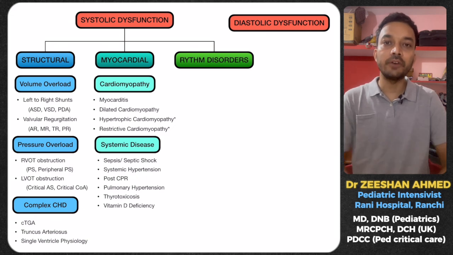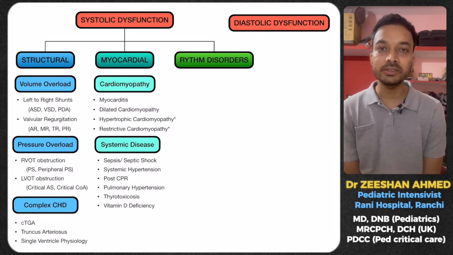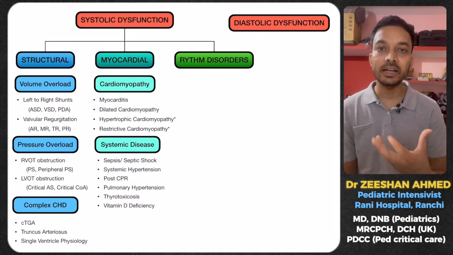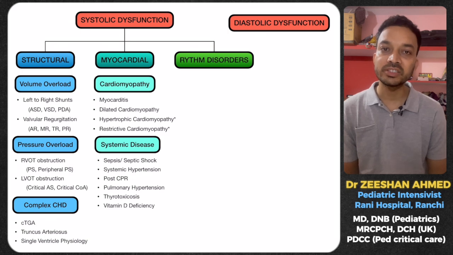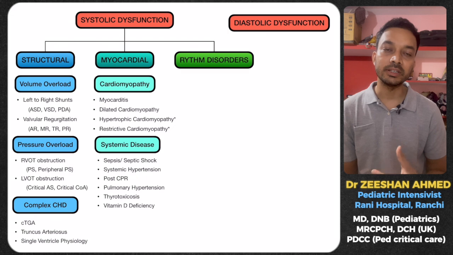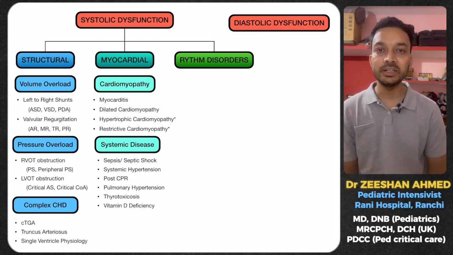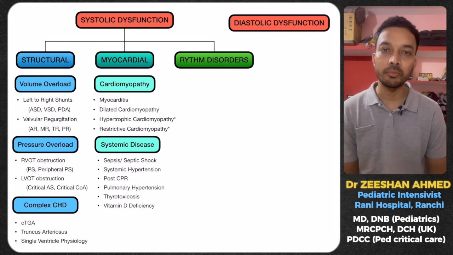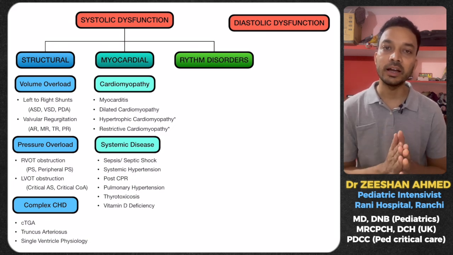And also we have to exclude thyrotoxicosis and vitamin D deficiency, which primarily can cause systolic dysfunction and acute heart failure. And it can also worsen any existing cause of acute heart failure. If there is vitamin D deficiency or the child is suffering from hyperthyroidism, it will aggravate the heart failure.